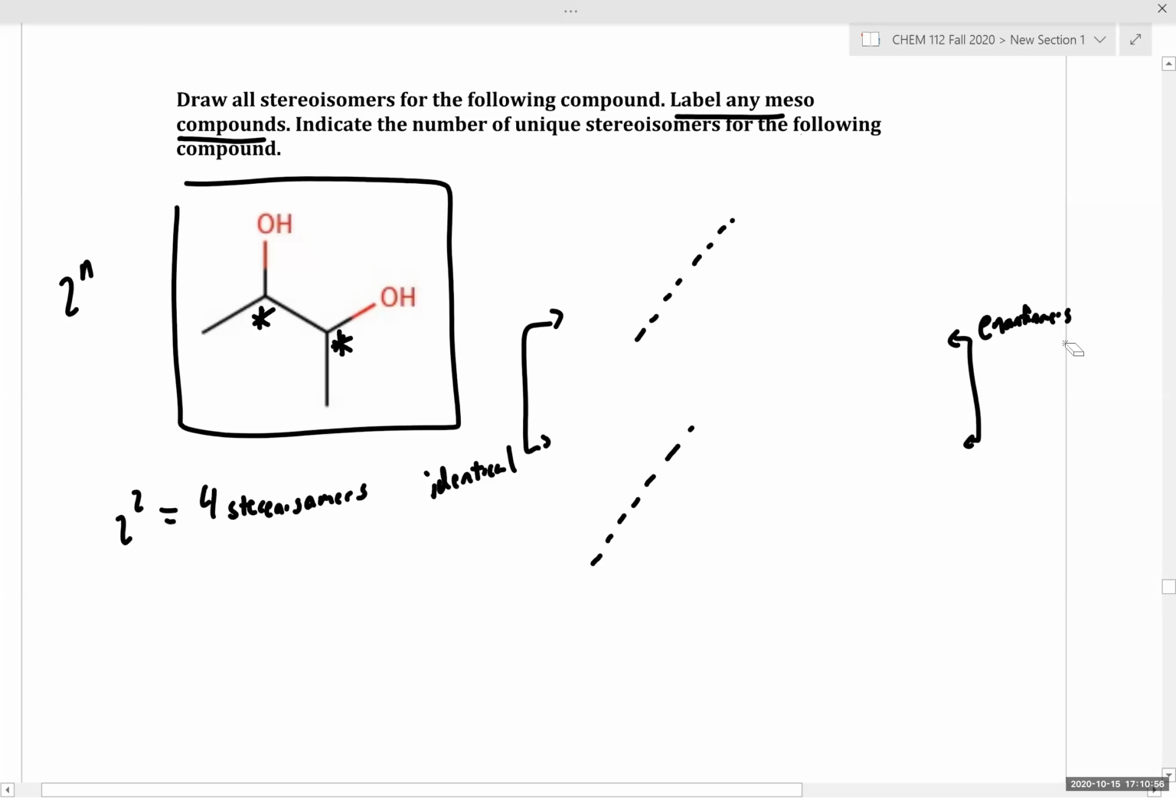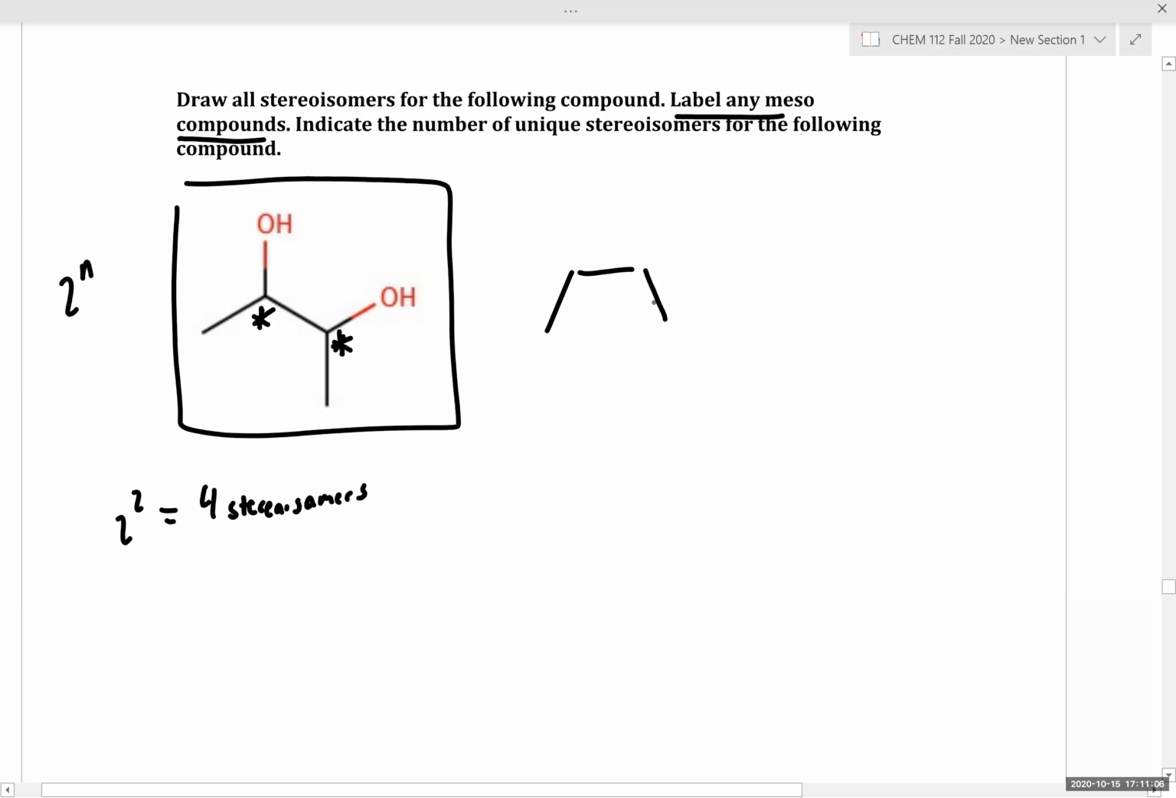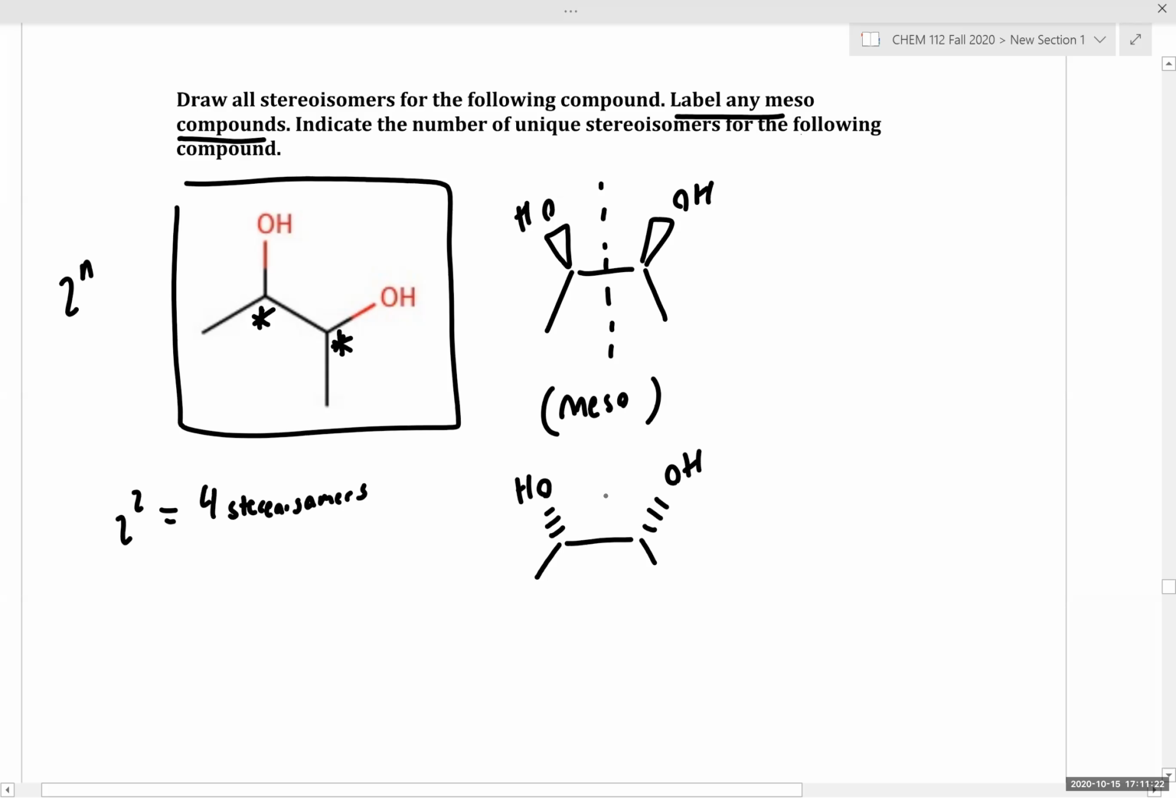So let's draw out our solution. Let's draw out and rewrite the student solution as this was phrased perfectly. So our first compound looks something like this. As we notice, there's an axis of symmetry, so this compound is meso. It's achiral. Likewise, the quote-unquote enantiomer, it's not a genuine enantiomer because it's meso, looks something like this. Both of these compounds are meso, so both of these compounds are identical.